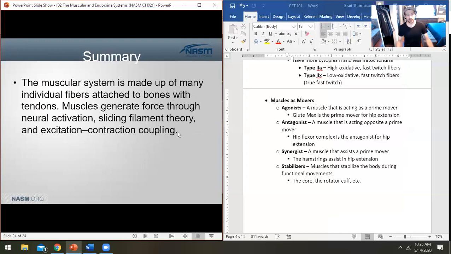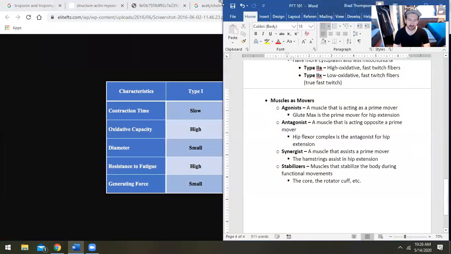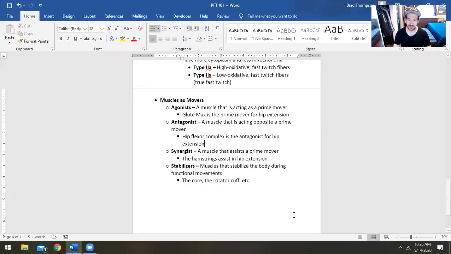So muscular system, a lot of individual fibers all held together to attach to your bones and then move those bones around. And they're going to generate that force through the sliding filament theory. You have agonists, which are the main muscles, antagonists, which are opposite of the main muscles, synergists, which help your main muscles, and stabilizers, which are there to kind of hold the whole body in place.